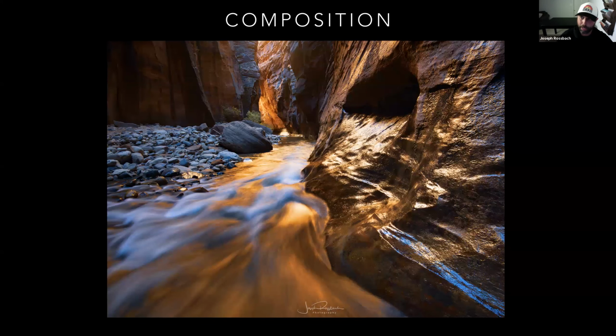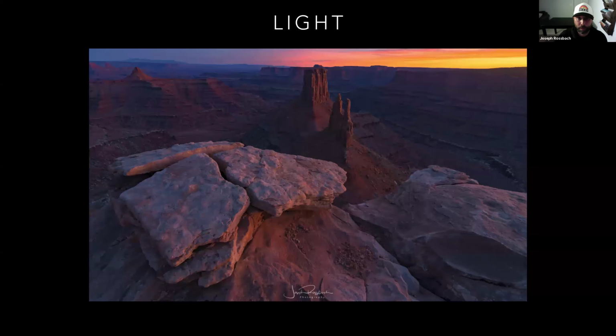So I can kind of create that shape symmetry that brings the eye in and creates that vanishing point. So composition is always something I'm chasing to really help with that creative vision and style. And then of course, light. Light for us landscape photographers is incredibly important. It is the most important thing.